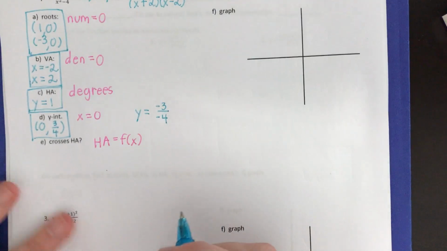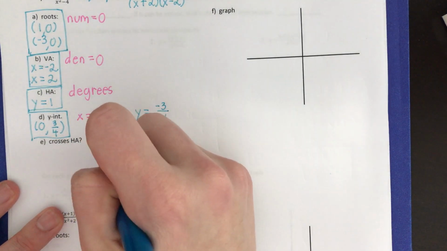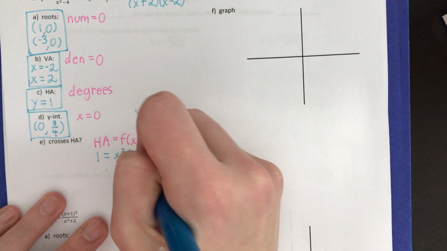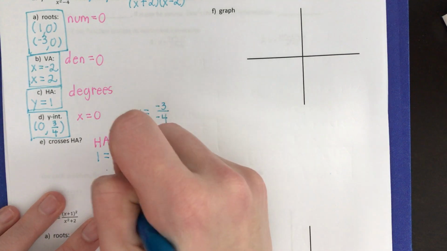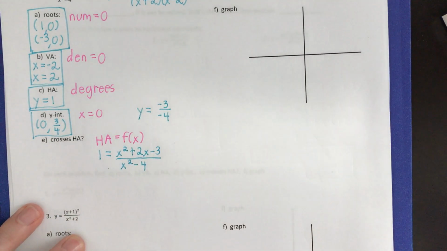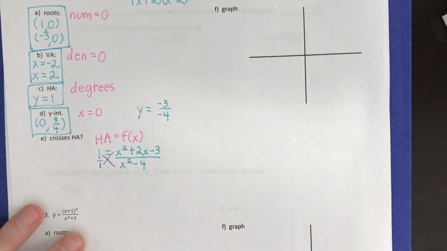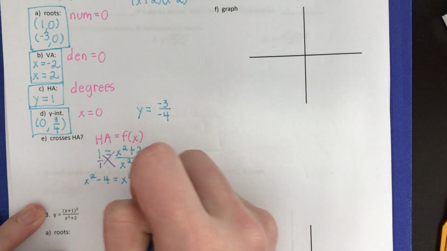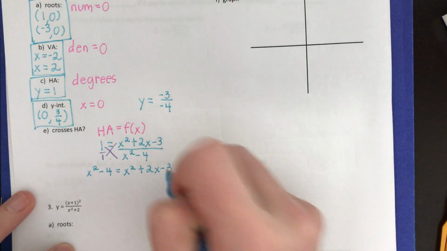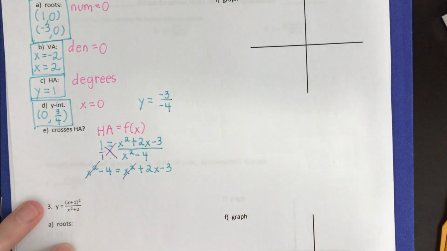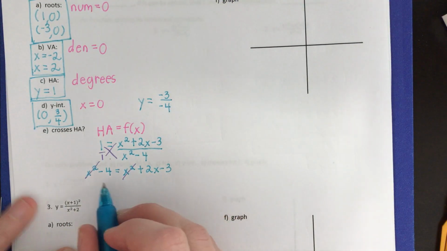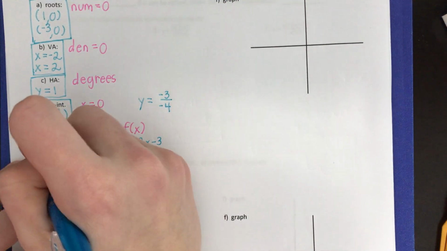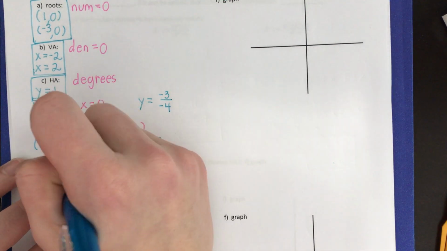And then does it cross the HA? Well, 1 equal to x squared plus 2x minus 3 over x squared minus 4. So of course you're going to do 1 over 1. So you're going to get x squared minus 4 equals x squared plus 2x minus 3. Those x squareds would undo each other. So add 3, so negative 1 equals 2x. So x equals negative 1/2. So negative 1/2 comma 1.